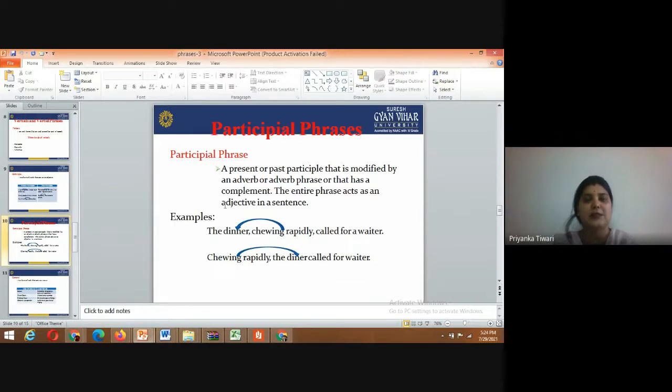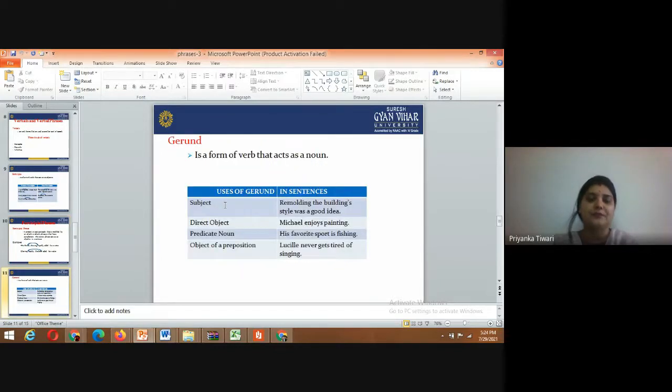Then participle phrases: a present or past participle that is modified by an adverb or adverb phrase, or that has a complement. The entire phrase acts as an adjective in a sentence. The diner chewing rapidly called for a waiter. Chewing rapidly, the diner called for a waiter.